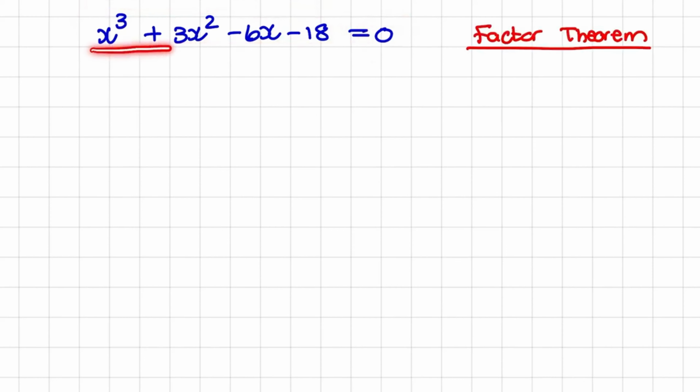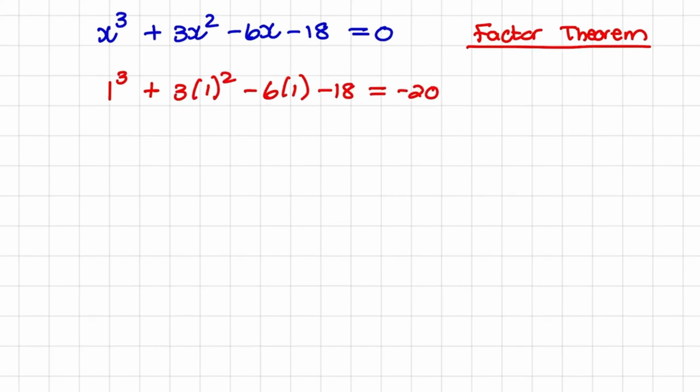And in order for us to factorize this expression, we will again apply the factor theorem, where we choose a value for x by trial and error that will make this expression equal to 0. For example, let us start by replacing x with 1. So it's 1 cubed plus 3 times 1 squared minus 6 times 1 minus 18. And that is equal to negative 20. So therefore, x minus 1 is not a factor.